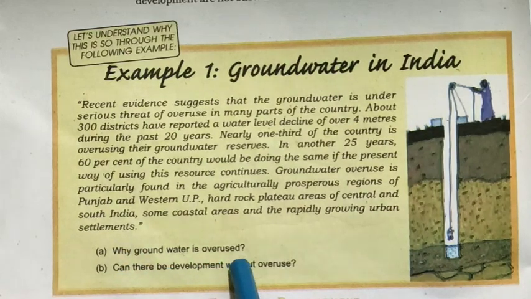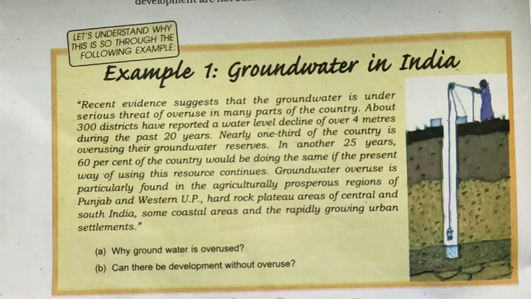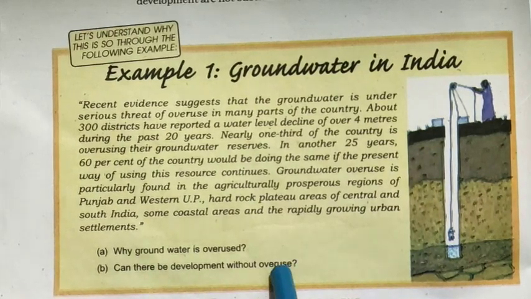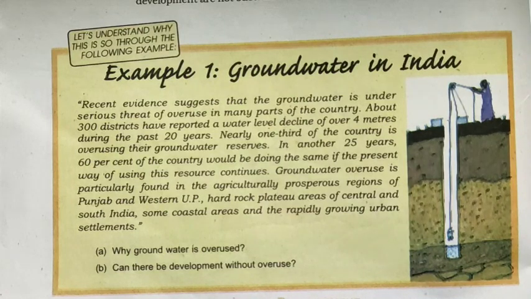Why is groundwater overused? Groundwater is usually overused because, to increase the harvest, farmers use irrigation facilities such as tube wells which draw water from the underground, hence being overused. And another question is, can there be development without overuse? There are a few measures that can be taken. Crops such as bajra, jowar, ragi need lesser water than rice and cotton. They can be promoted by the government. Rainwater harvesting can also be done.